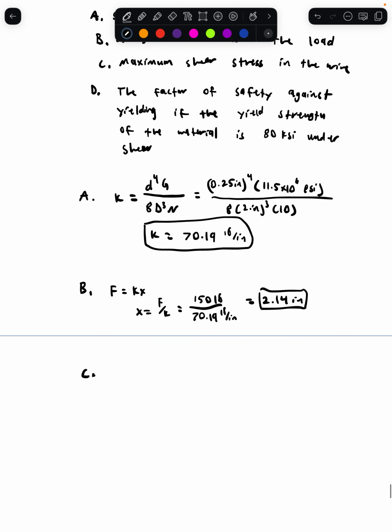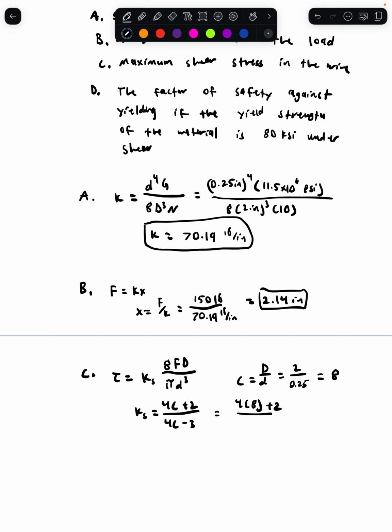Then the maximum shear stress, we're going to use our equation for shear stress, which is going to be equal to Ks times 8 F D, big D, divided by pi times d cubed. And this Ks is going to be 4c plus 2 divided by 4c minus 3. So my c is going to be big D over little d, which is 2 over 0.25, which is 8. So we're going to have 4 times 8 plus 2 divided by 4 times 8 minus 3.